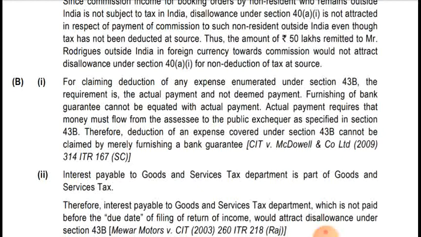So only on actual payment basis, only on actual payment of interest, is deduction allowed under section 43B, and merely giving a guarantee does not mean the payment has been made. As the payment was not made, no allowance will be made under section 43B for claiming deduction, as no actual payment was made. It is on actual payment basis, not deemed payment basis.